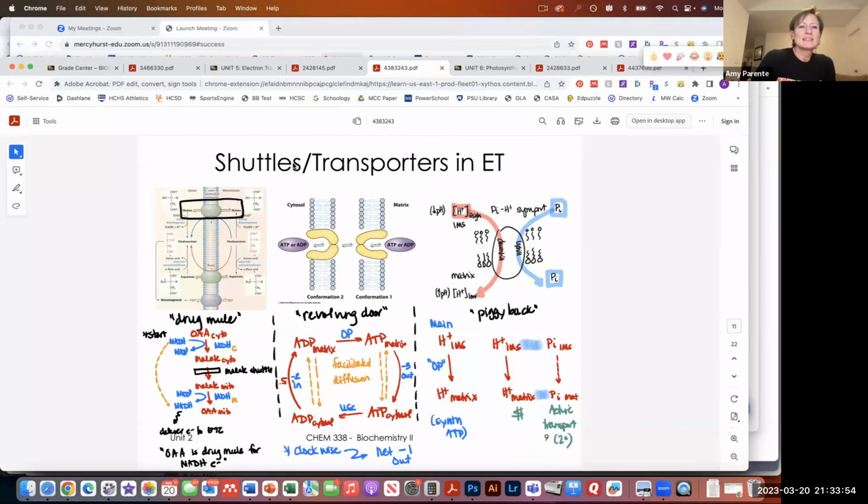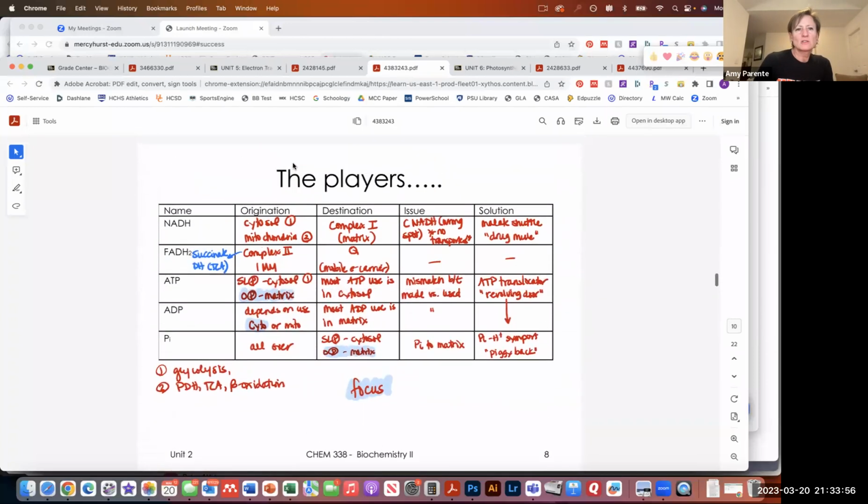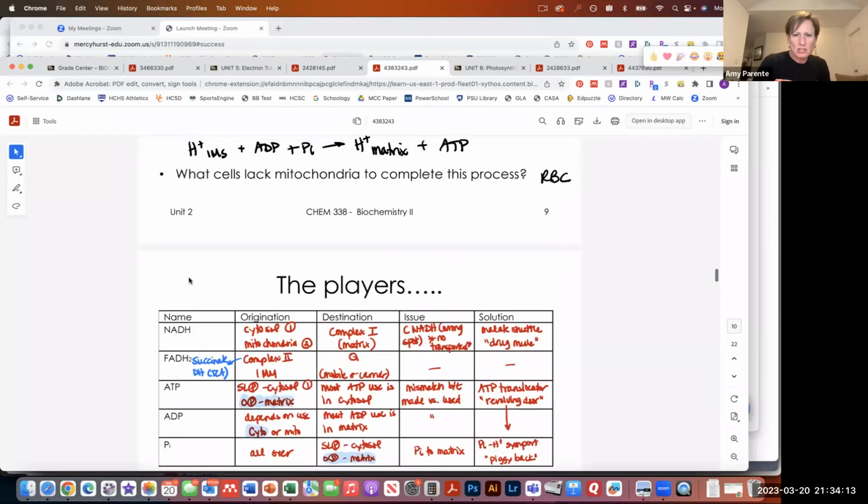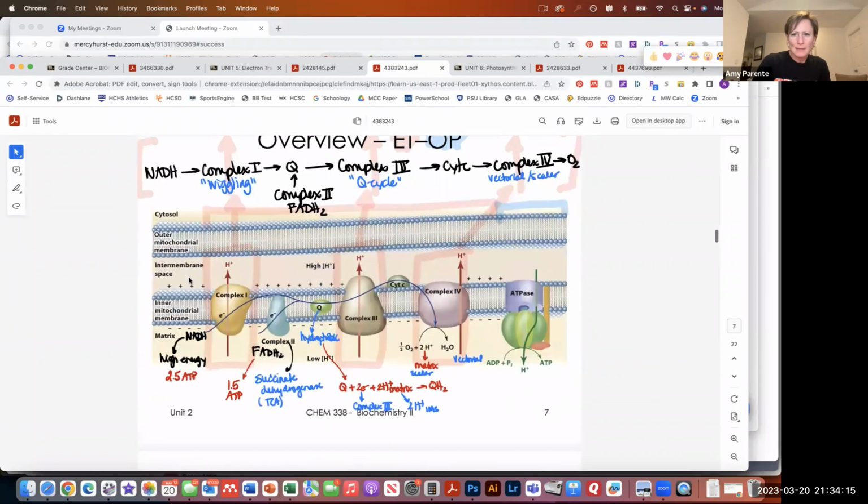Okay, so the idea is if we're thinking about the players that we have in electron transport in mitochondria, we've got electrons coming from NADH and FADH2. And then we've got the fact that we're going to be making ATP all the way on the inside of the matrix. So I'm going to flip here just for a picture to remind us. ATP gets synthesized all the way in the very inside of the mitochondria, but that does nobody any good if it's all the way inside there. So ATP needs to get out.